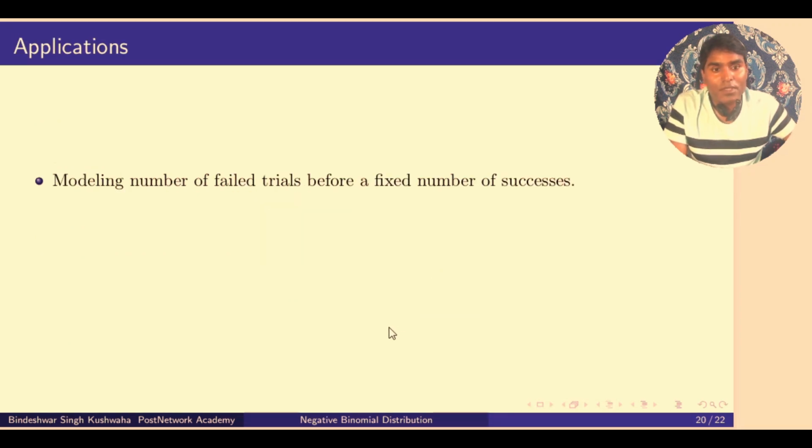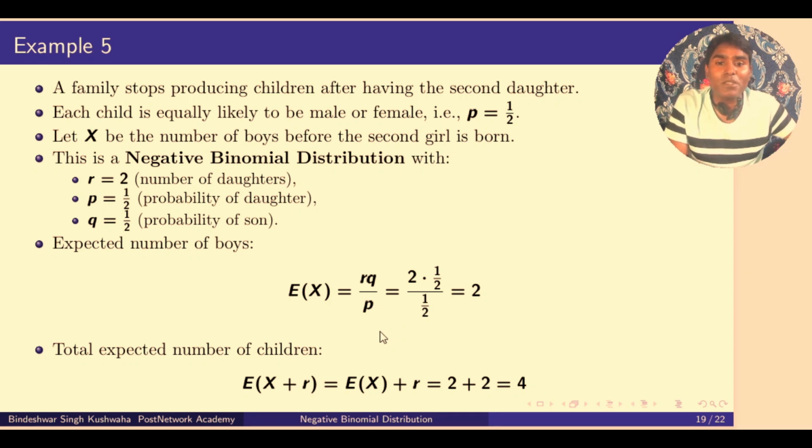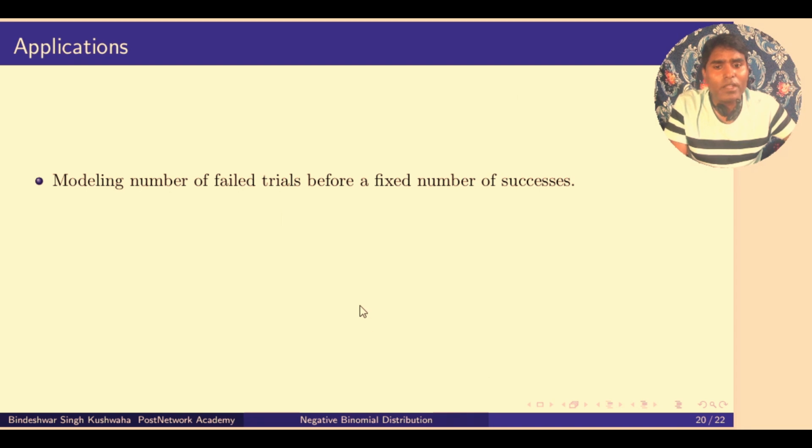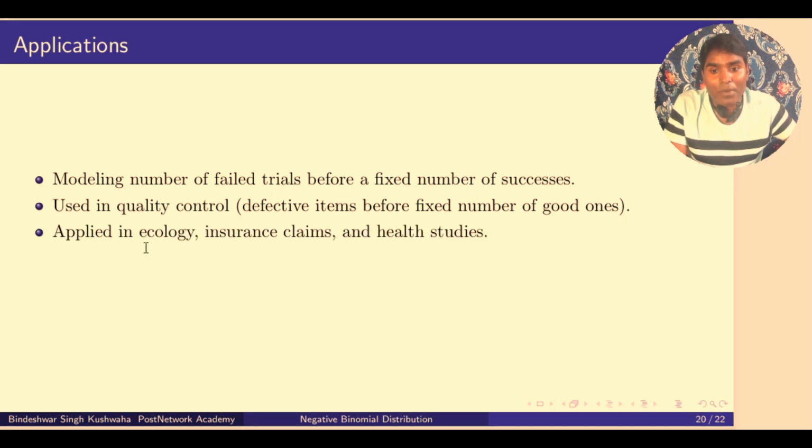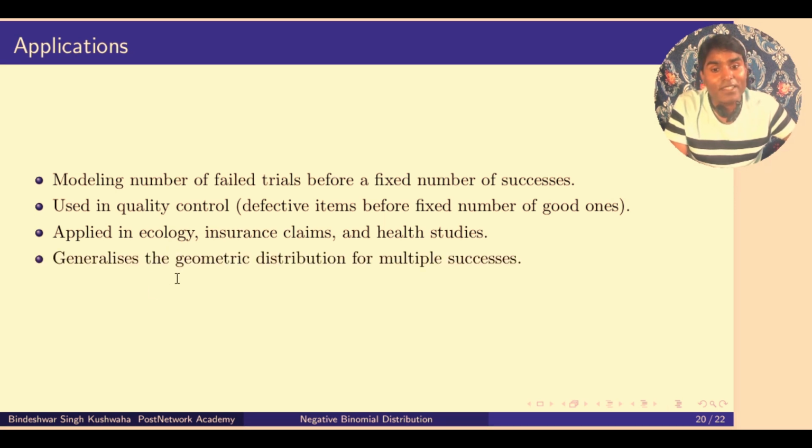So you have understood the negative binomial distribution, its mean, variance and some real life examples. Now you can also understand the other areas where the negative binomial distribution can be applied: modeling failed trials before a fixed number of successes, used in quality control as I explained, applied in ecology, insurance claims and health studies as well. And it generalizes the geometric distribution for multiple successes. So this is basically a generalized version of the geometric distribution.